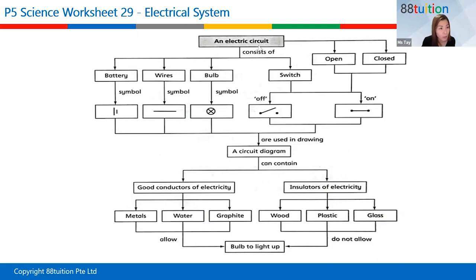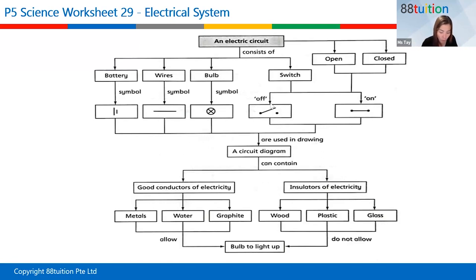So an electric circuit consists of battery, wires, bulbs, and then you have the switch. Now, an electric circuit can either be open or closed, right? That is being controlled by the switch. Or let's say we connect it to something that is faulty or is not an electrical conductor, then you wouldn't have the circuit being closed. It will be called an open circuit.